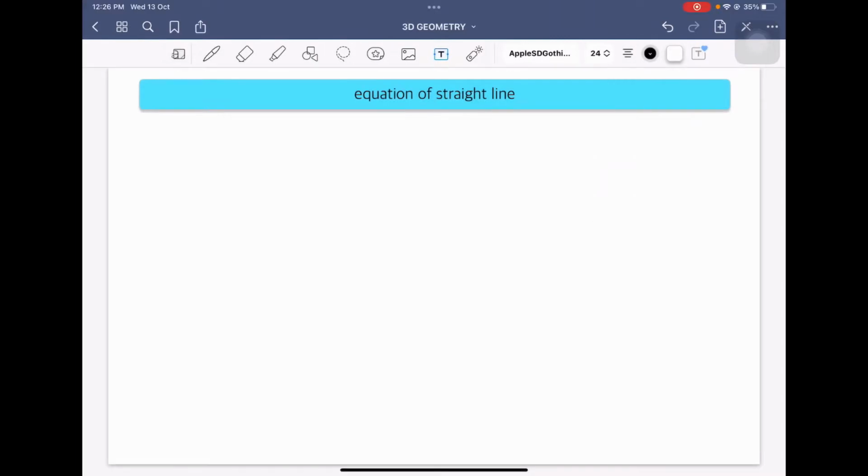Hello everyone. So we'll do first the equation of straight line in 3D space. So this is the first topic in 3D geometry. First thing, we'll try to compare this equation of straight line in 3D geometry with the equation of straight line which we have done in 2D geometry.